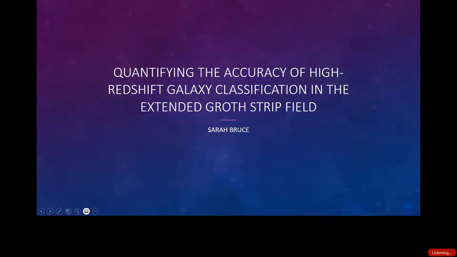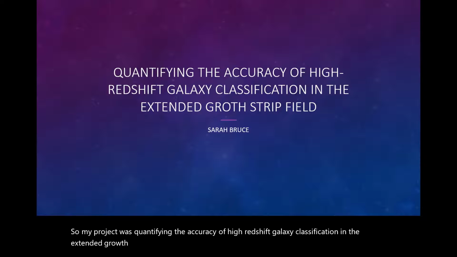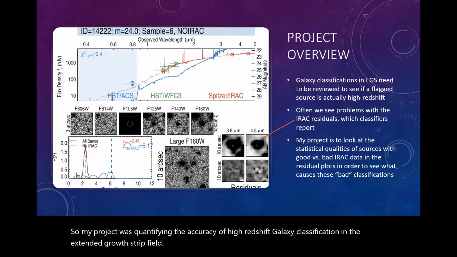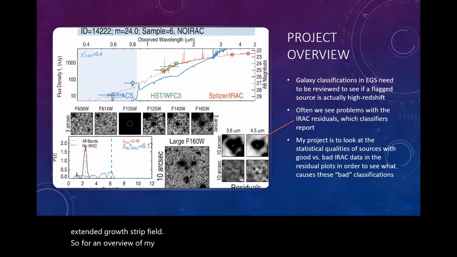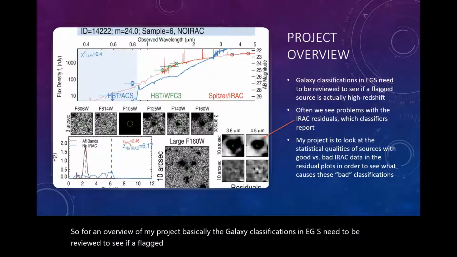Okay, so my project was quantifying the accuracy of high redshift galaxy classification in the extended Groth strip field. So, for an overview of my project, basically the galaxy classifications in EGS need to be reviewed to see if a flagged source is actually high redshift.